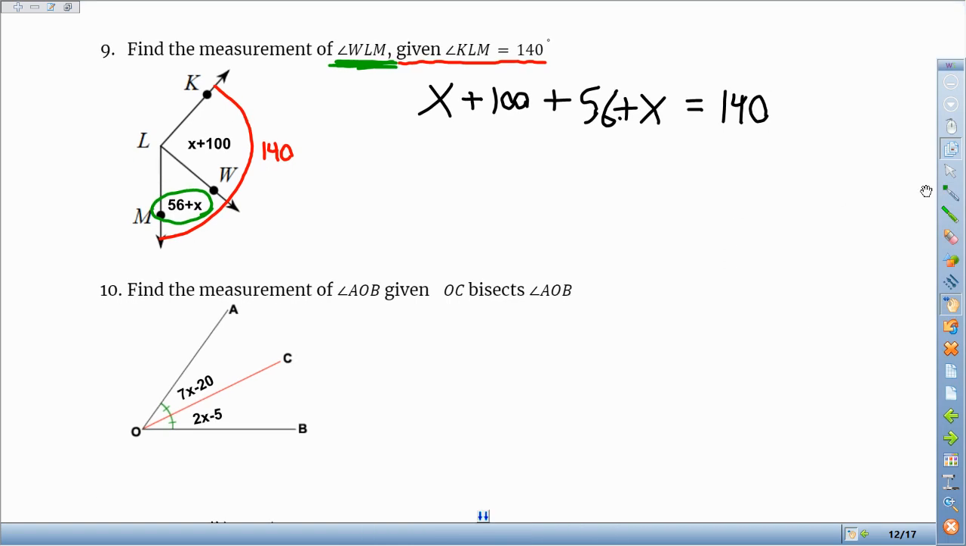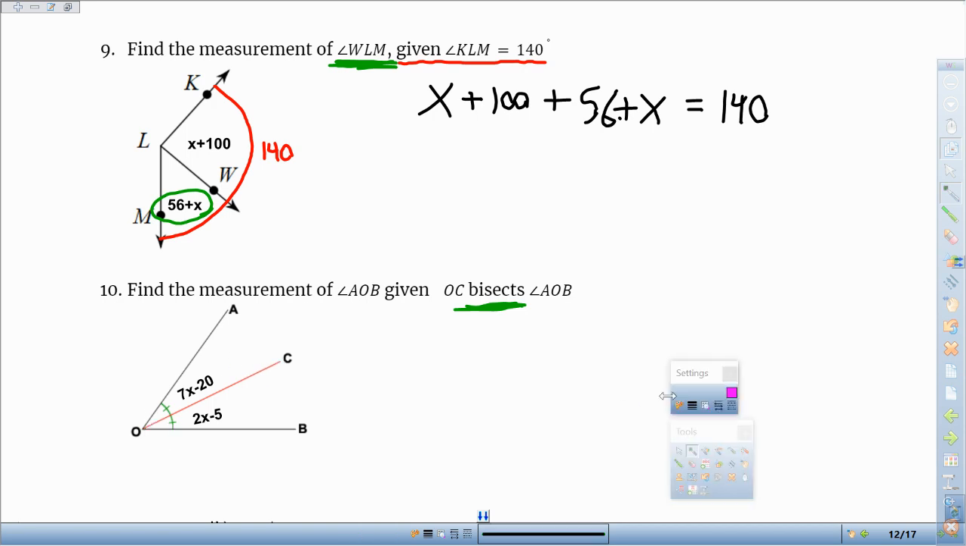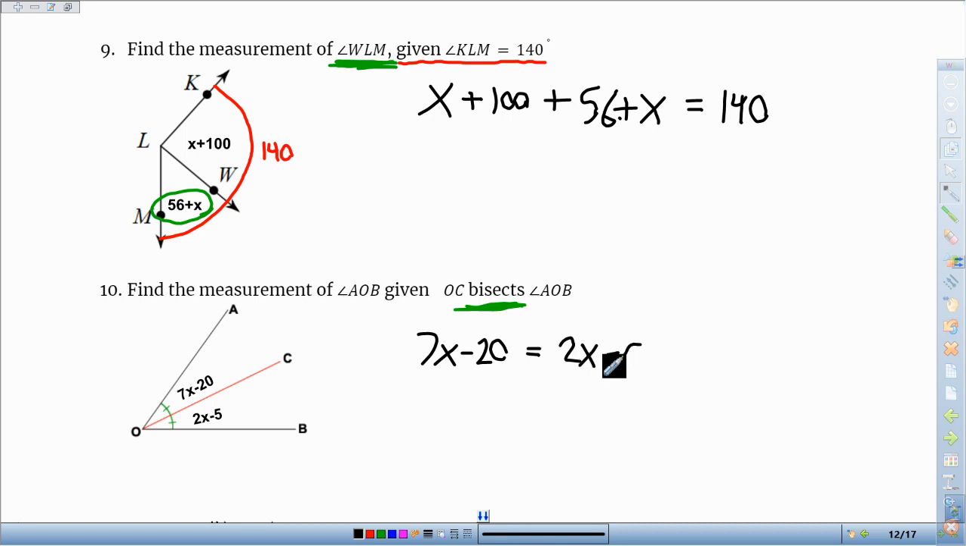Taking a look down at number 10, this is saying find the measure of angle AOB given that OC bisects angle AOB. They're telling us this red line is bisecting this angle. Remember, when something is bisected, it's cut into 2 equal halves. We know that 7x minus 20 equals 2x minus 5. Just like number 9, after you solve this, we'll need to plug it back in. Actually, let's do this one together.